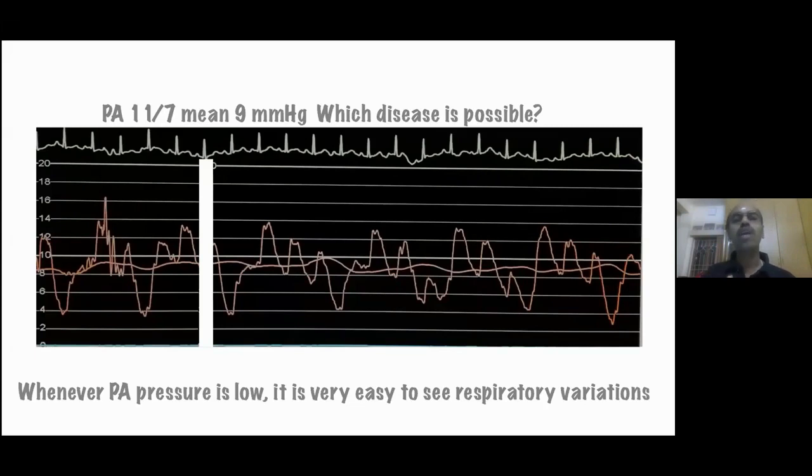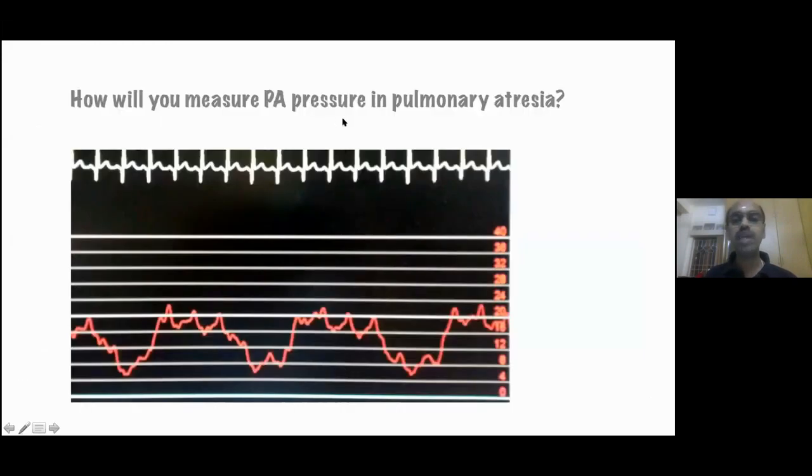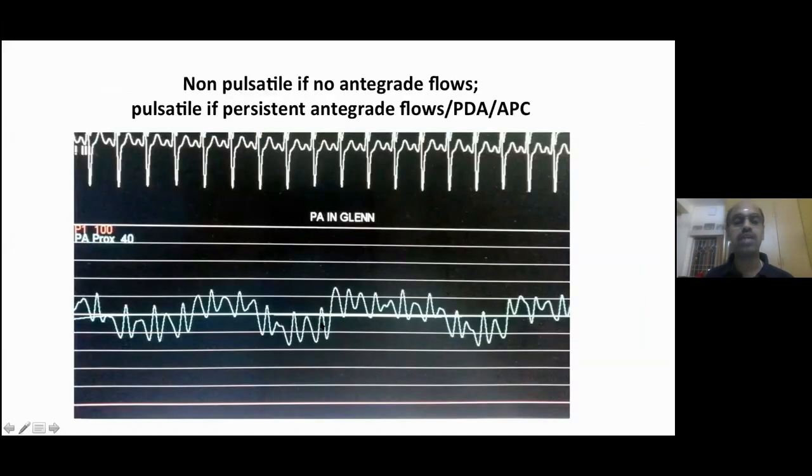So we will be looking at the severity of a unilateral pulmonary artery stenosis during cardiac catheterization, not by absolute gradient numbers. Now coming to the pulmonary artery pressure, whenever the pulmonary artery pressure is low, it is very easy to see the respiratory variations. In patients with pulmonary atresia, to assess the pulmonary artery pressure, we may have to resort to pulmonary vein wedge tracings, which will reflect the pulmonary artery pressure, of course, with the same degree of respiratory variations.